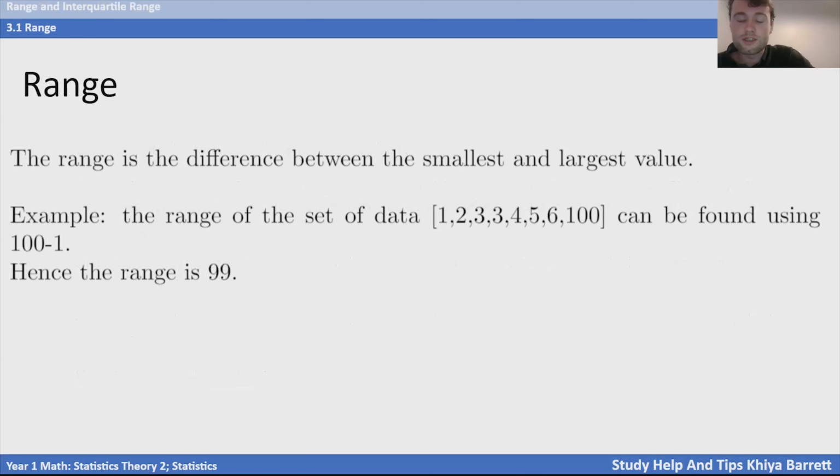Range. So the range is the difference between the smallest and the largest value. So if we've got a set of numbers from 1 to 100, then the range is going to be 100 take 1, that's going to be 99.